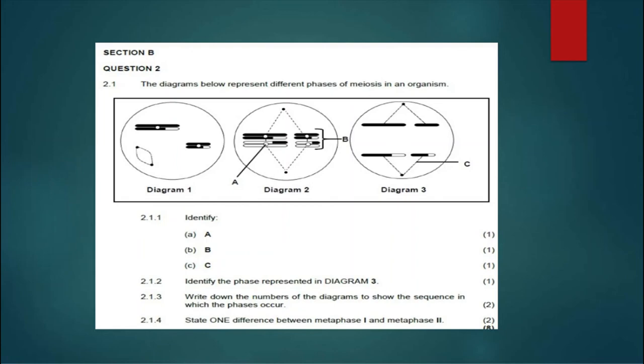So 2.1.4, state one difference between metaphase 1 and metaphase 2. During metaphase 1, homologous chromosomes arrange themselves at the equator in homologous pairs. In metaphase 2, chromosomes line up at the equator of the cell individually.